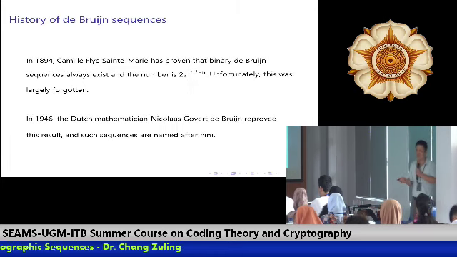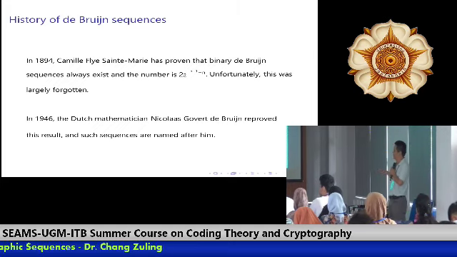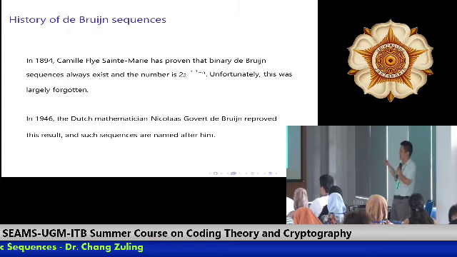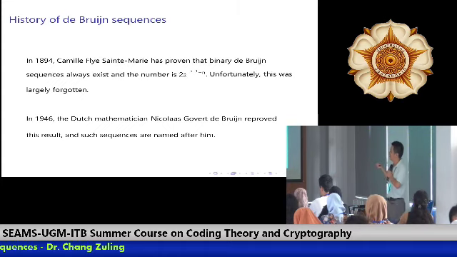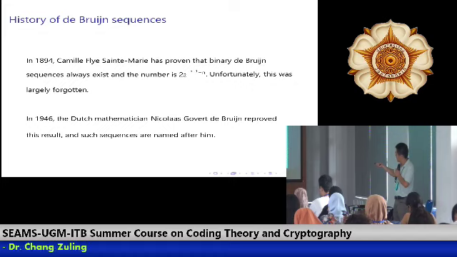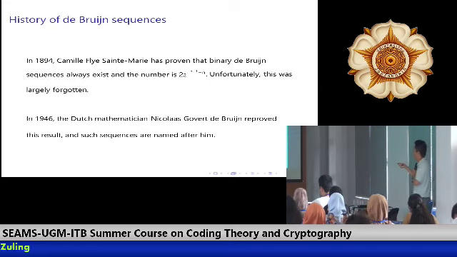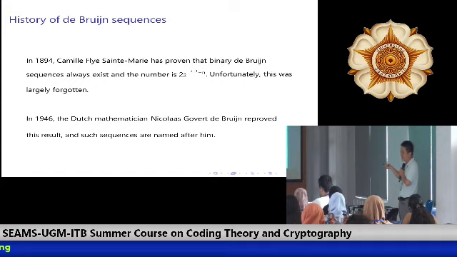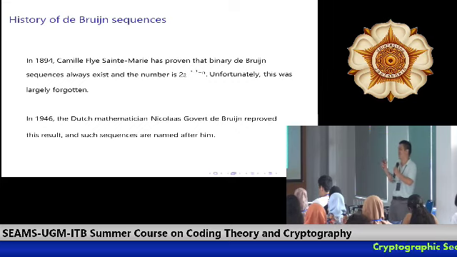The history of the de Bruijn sequence is very interesting. The pattern of such a sequence was proposed in the middle of the 1850s, and Camille Flye Sainte-Marie proved that such sequences exist, and the number of them is 2 to the 2^(n-1) minus n. He published the paper, but at that time, 1894, the communication was not good.